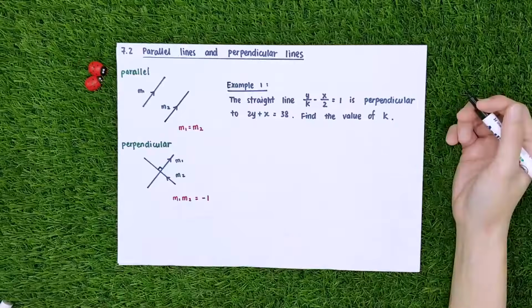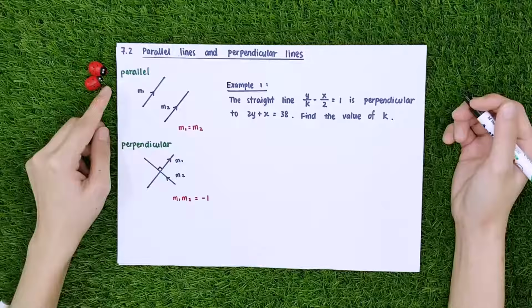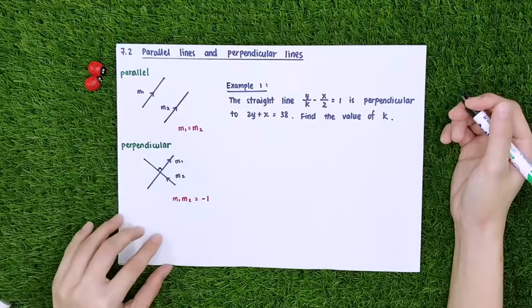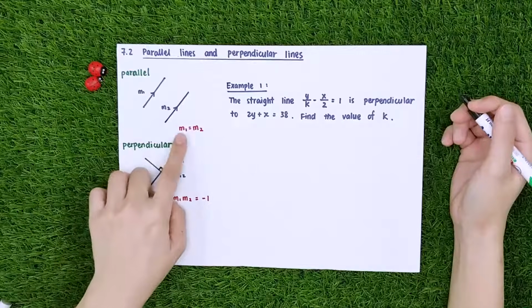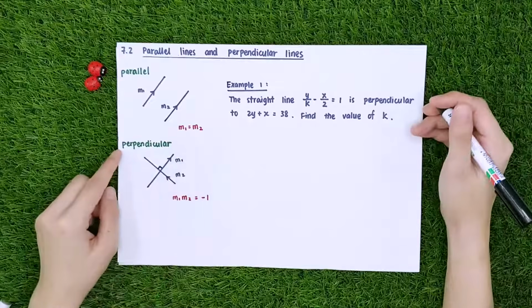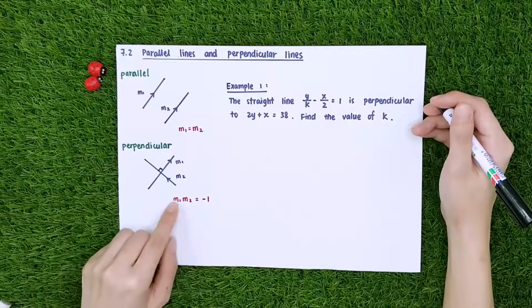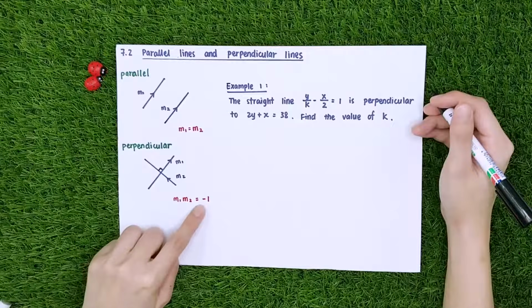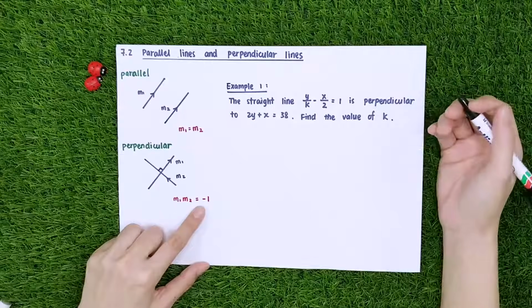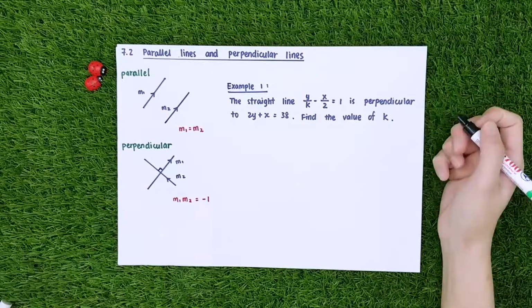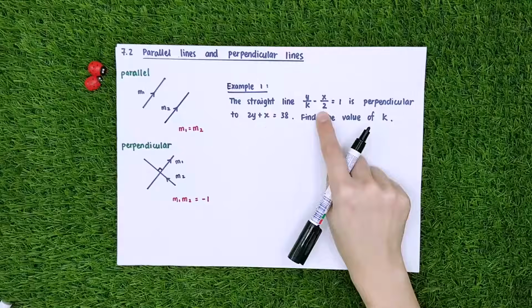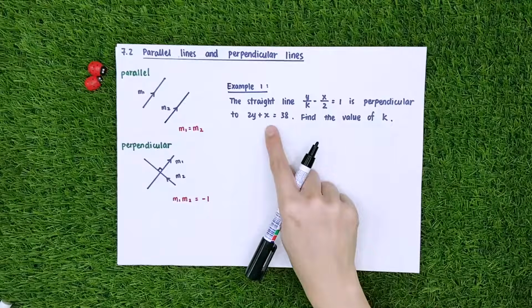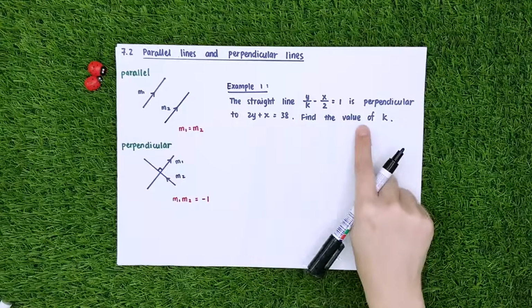Okay? 7.2 Parallel lines and perpendicular lines. Parallel lines means the two lines have the same gradient. Okay, so m1 equals m2. For perpendicular lines, the gradients satisfy m1 times m2 equals -1. Let me show you more examples on this. Example 1: the straight line is perpendicular to 2y plus x equals 38. Find the value of k.